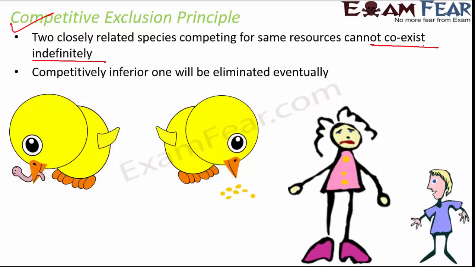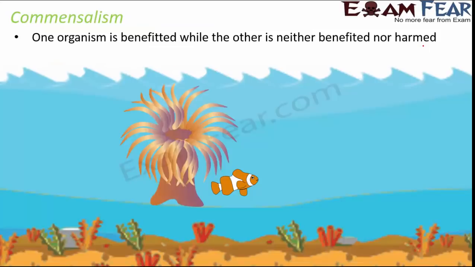So if both of them are fighting for the same resource, for example, if you remember the story of Darwin's finches, initially all those finches used to feed on seeds. But as their population started to increase, there was too much competition for the seeds. So what happened? A couple of them started eating insects. Right? So you either need to find an alternative to survive, otherwise the competitively stronger one will survive and the inferior one will get eliminated.